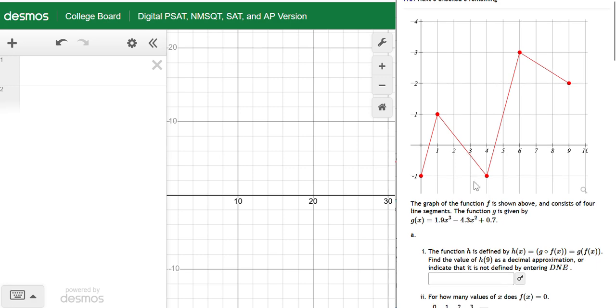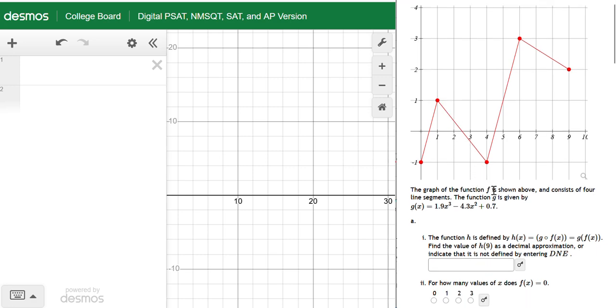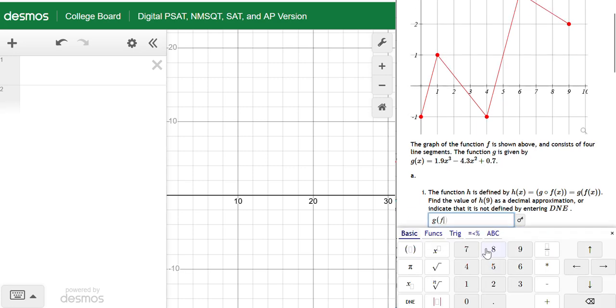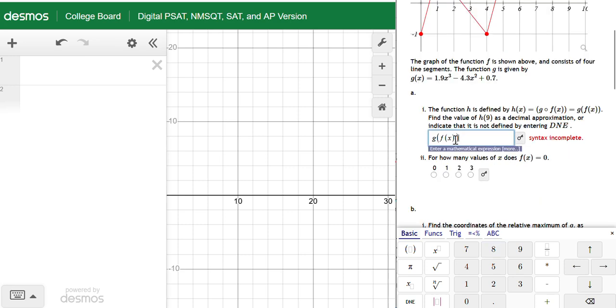So if we look at this first example, we have a graph that gives us the f function, and we have this equation that gives us the g function. And we start with the composition of functions, which is g of f of x. So if we look at that composition, we're going to start to evaluate h of 9. That means we plug in a 9 for the x.